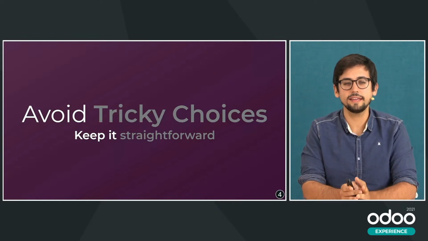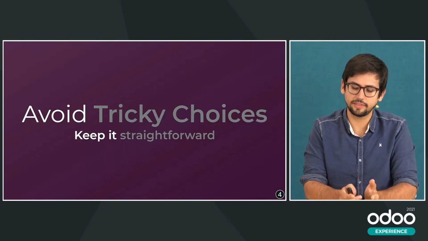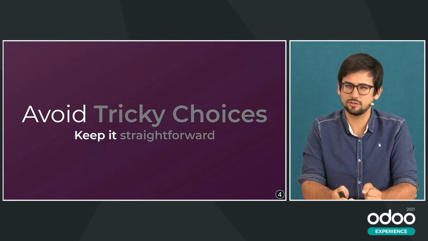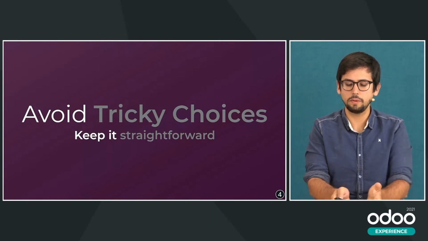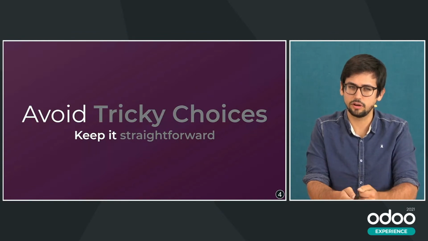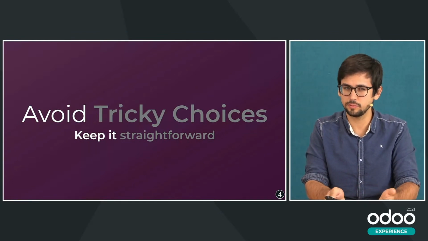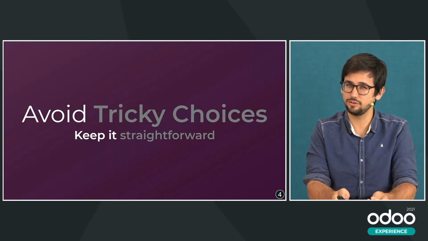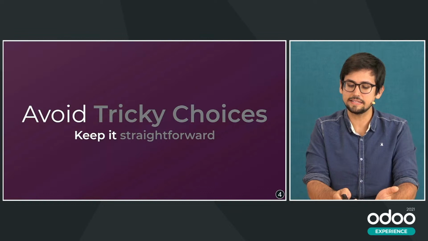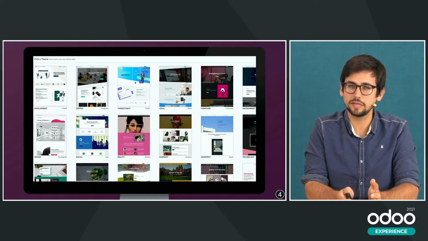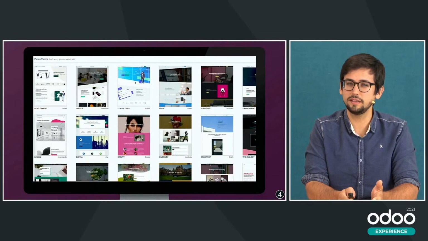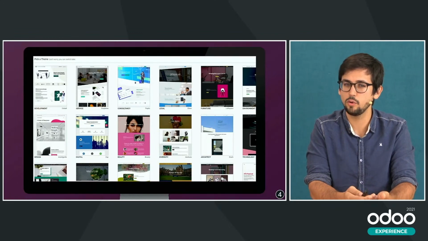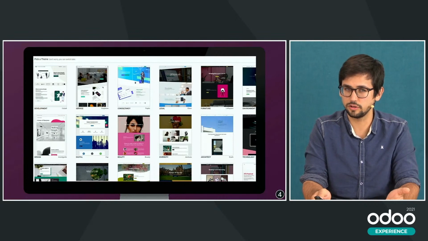All right, four is avoid tricky choices. So keep things straightforward. This is something that as product designers we tend to do as a mistake. We like to offer a lot of options. We like to offer a lot of choice because we think it's great, it's flexible, and it helps serve everybody. But in real life, for users, this is extremely hard. Let's take an example. This used to be the screen where you were supposed to pick your website theme. You were creating a website, and Odoo was asking you, all right, which of those themes do you want to use for your website?